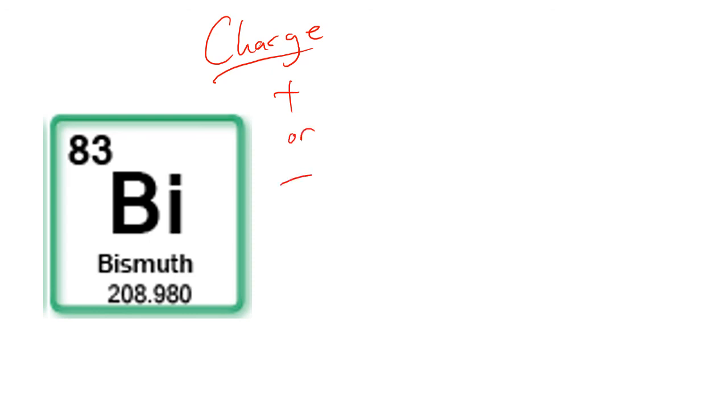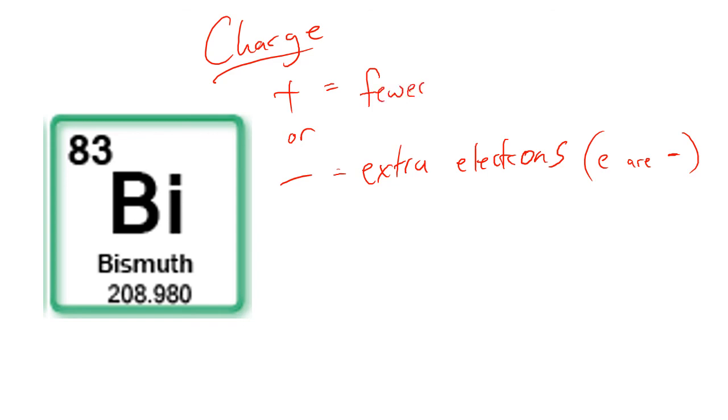Now, if they have a negative charge, we're going to do this one first, it means they have extra electrons. Extra electrons because electrons are negative, right? Because you have extra electrons, you have more negative stuff, so you're going to have a negative charge. Now, if you have a positive charge, you are going to have fewer electrons.